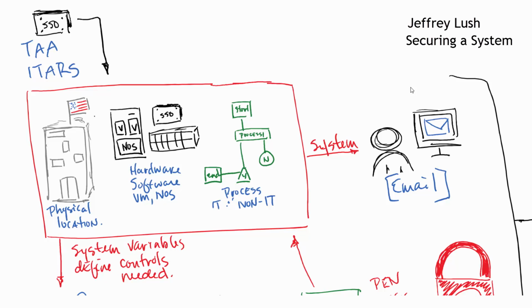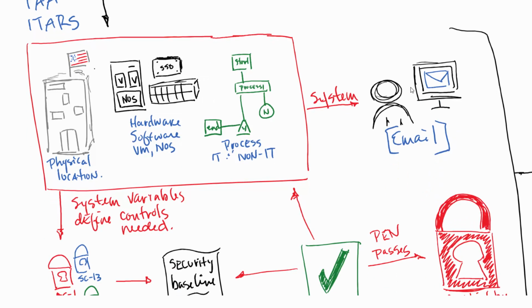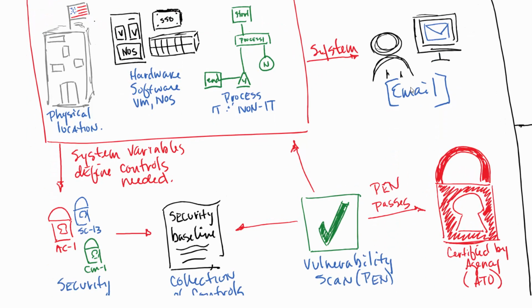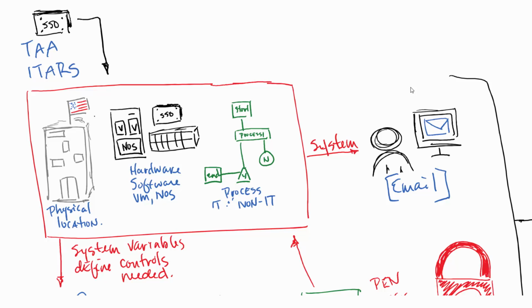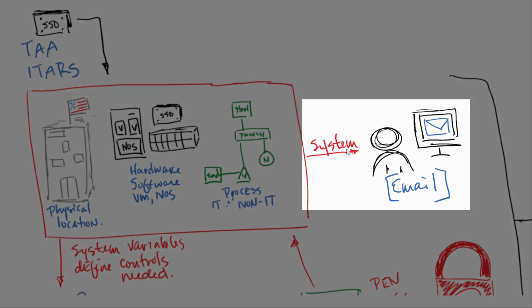So there are many variables that go into security within an IT system. And I want to show you here, at a big picture, how all of these components fit together. Now we've talked about TAA, we've talked about ITARs, and we've talked about security controls and security baselines and things of that nature. But what we haven't really talked about or drawn out is how all of these fit together. And the key takeaway here is system.